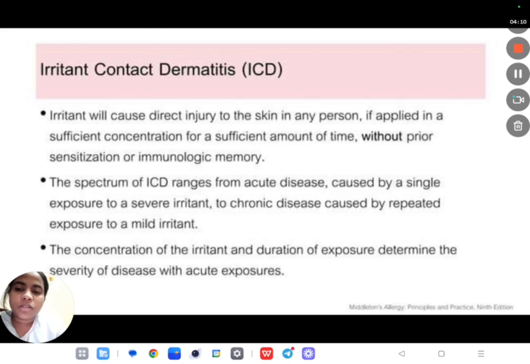Irritant contact dermatitis causes direct injury to the skin in any person, if applied in sufficient concentration for a sufficient amount of time, without prior sensitization or immunological memory. The spectrum of ICD ranges from acute disease caused by a single exposure to a severe irritant to chronic disease caused by repeated exposure to a mild irritant. The concentration of the irritant and duration of exposure determine the severity of the disease in acute exposure.